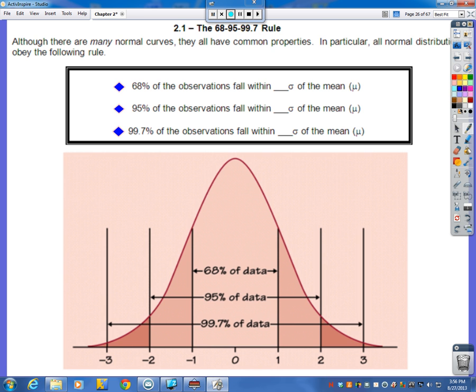All right, now let's do some calculations. So we're going to do some very specific calculations with something called the 68, 95, 99.7 rule. This is one way of referring to this rule, or you may call it the empirical rule. So the 68, 95, 99.7 rule or the empirical rule. They mean the same thing, okay?